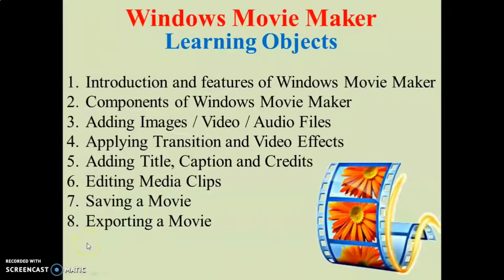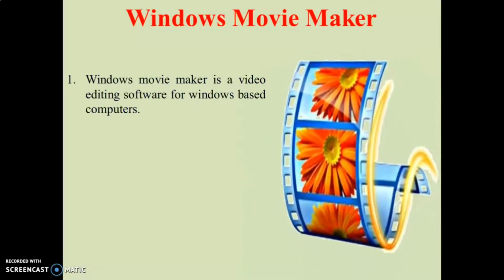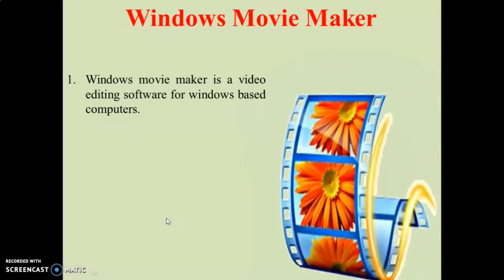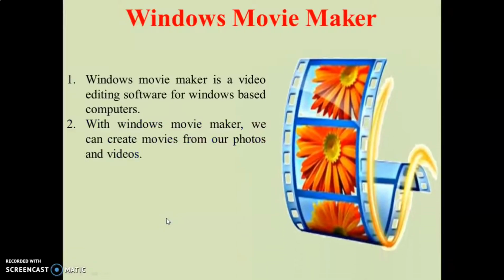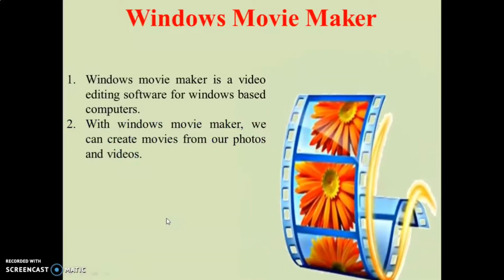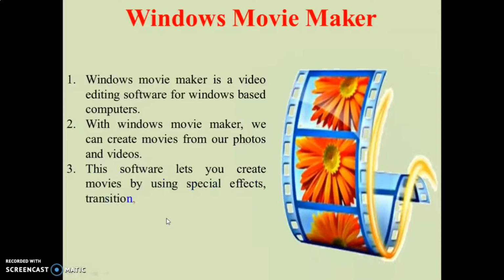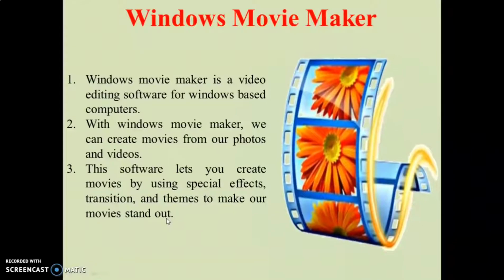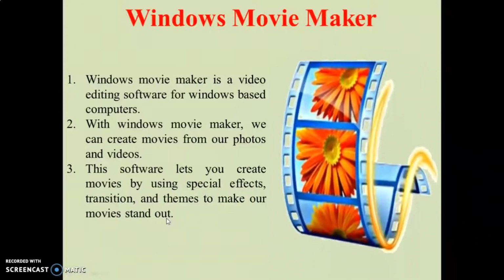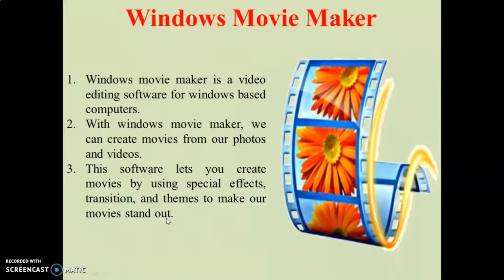Now students, we will start the introduction of Windows Movie Maker. Windows Movie Maker is a video editing software for Windows based computers. With Windows Movie Maker, we can create movies from our photos and videos, whether they are already on our computer or still in our camera. The software lets you create movies by using special effects, transitions, and themes to make our movies stand out. You can make movies on various occasions like birthday parties and family gatherings by using Movie Maker.